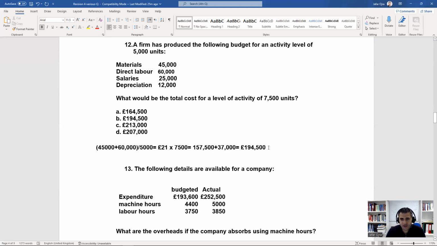Right, guys, so the answer would be 194,500, the total cost based on the level of activity of 7,500 units, and the answer is B.